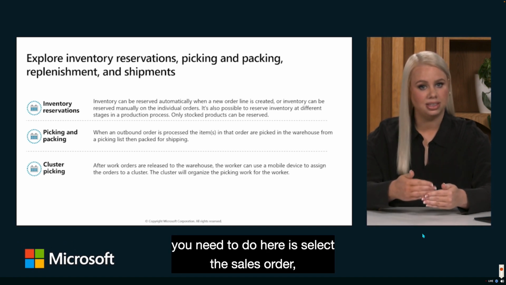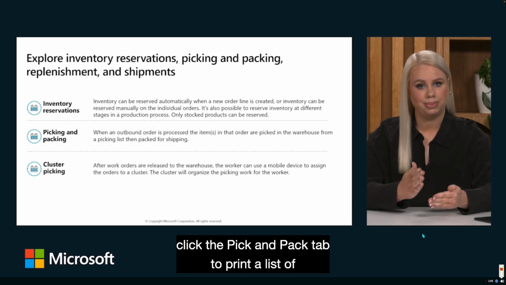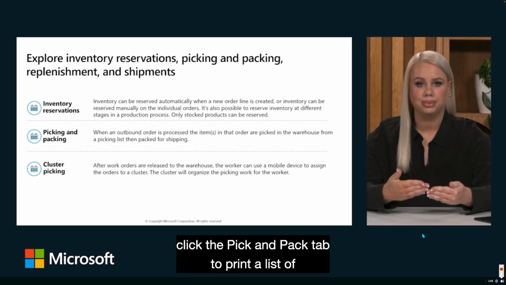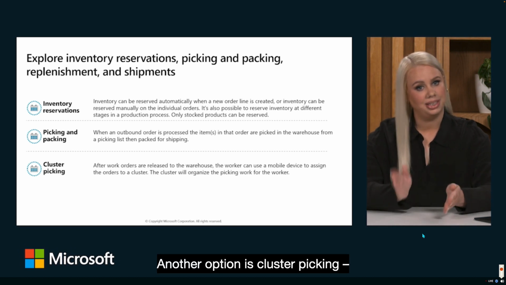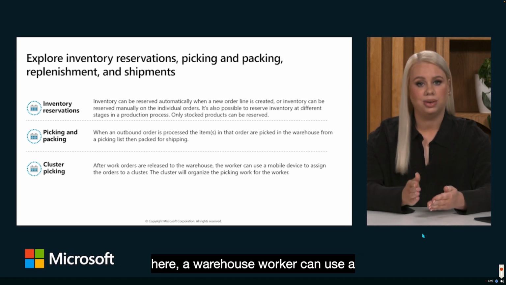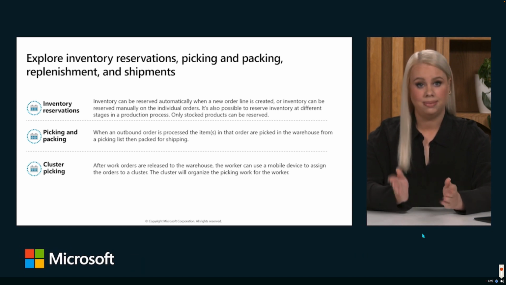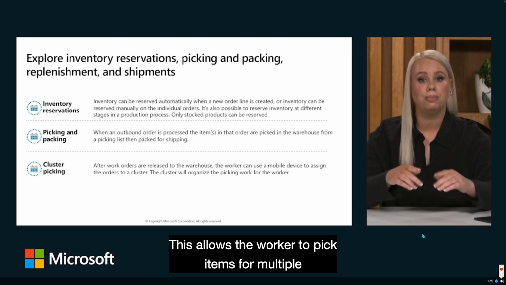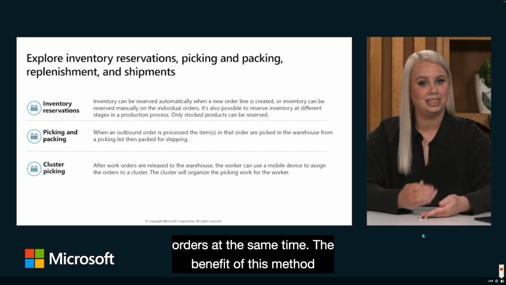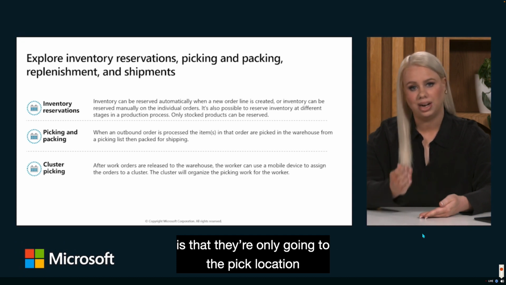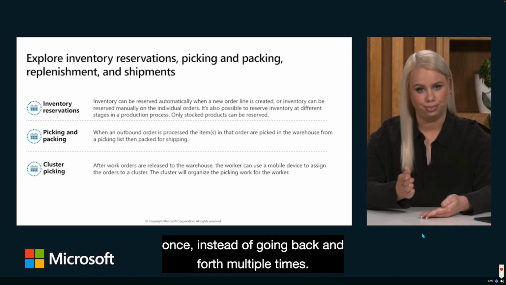All you need to do here is select the sales order, click the Pick and Pack tab to print the list of items so that they can be selected from the inventory. Another option is cluster picking. Here, a warehouse worker can use a mobile device to assign orders to a cluster. This allows the worker to pick items for multiple orders at the same time. The benefit of this method is that they're only going to the pick location once instead of going back and forward multiple times.